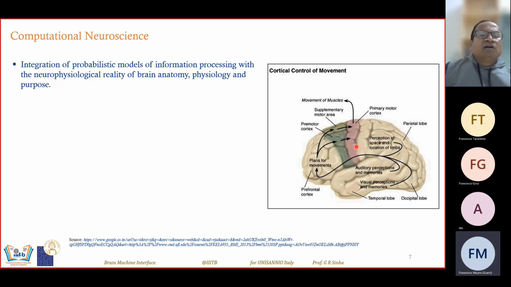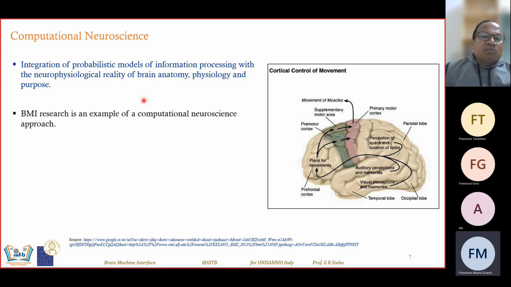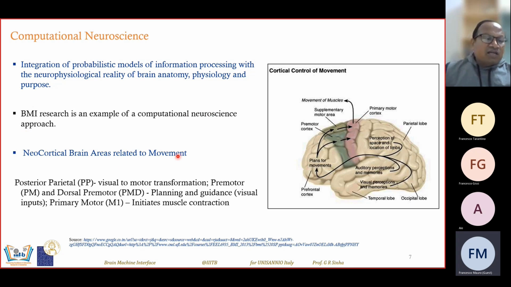Integration of all these is very important, combining all neurophysiological parameters, covering brain anatomy, physiology, and their different purposes. BMI research is an example of a computational neuroscience approach, and neocortical brain areas related to movement. This is what is highlighted.